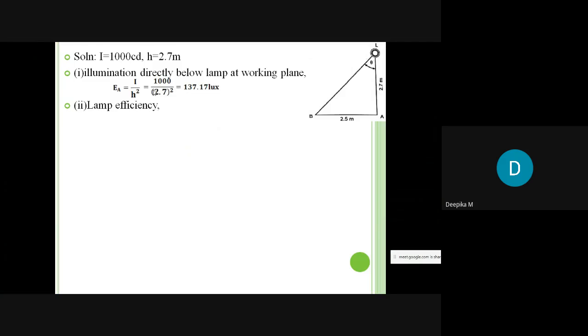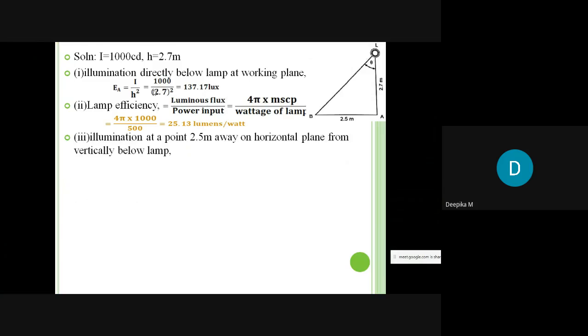And we need to calculate the lamp efficiency. So lamp efficiency is luminous flux by power input. Luminous flux is 4 pi into MSCP. Here 4 pi MSCP is 1000, because the candle power, that is the luminous intensity, is the same as MSCP. Therefore with power input of 500, it is 25.13 lumens per watt.